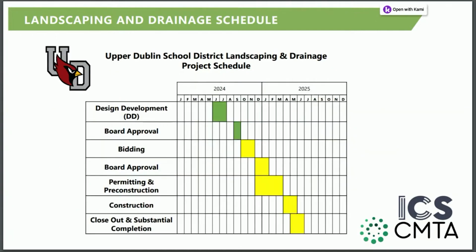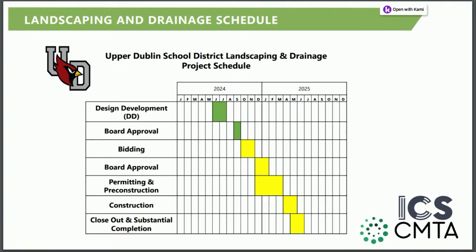So this is a high-level overview of the schedule. Everything in green has been completed, so we are done with the design documents. And tonight we are here for board approval. Upon board approval, ICS would prepare and put out bid documents, and then we would come back in either December or January with another recommendation to the board for that contractor.